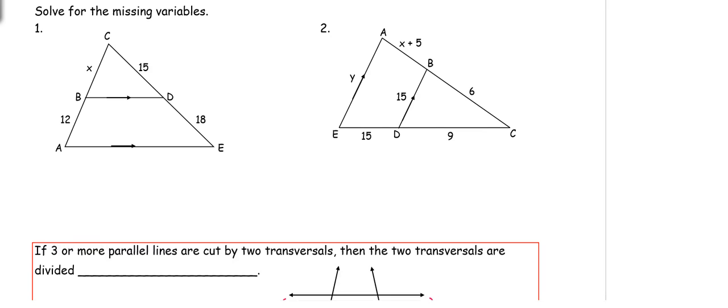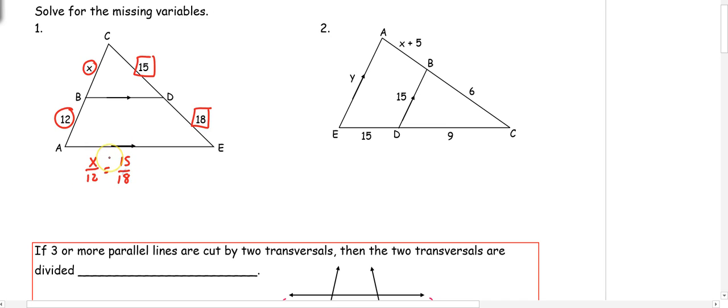So number one, solve for the missing variables. In this case, the sides that correspond would be CB and BA, and CD and DE. So we can just put each of those sides over each other to set up two ratios. So we have x over 12 equals 15 over 18, and we can cross multiply right away. When we cross multiply, we get 18x equals 12 times 15, which is 180. And when we divide by 18, we get that x is 10.